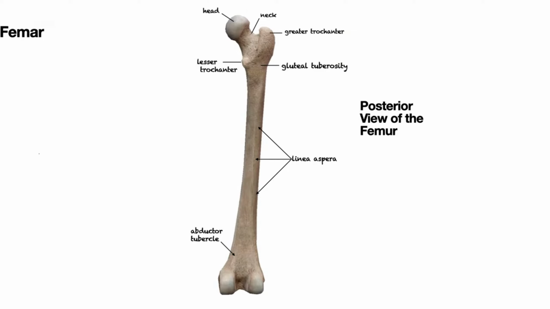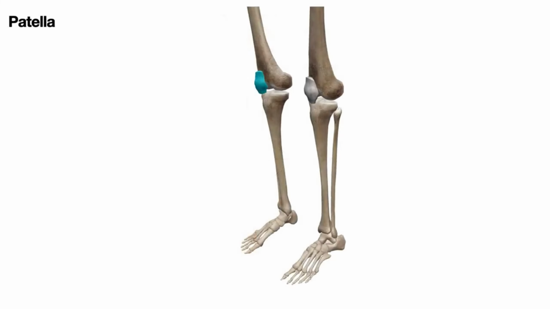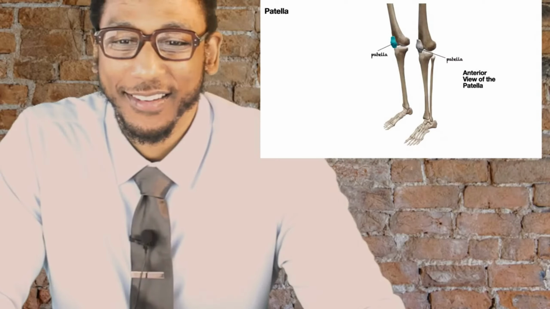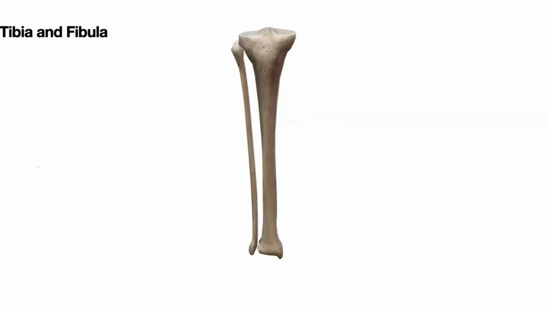Next bone. This bone here. Yeah. I have it highlighted in blue on the right. Yeah, what bone is this? That's right. Patella. Good. Patella. And you have one on both sides. There's one here. Patella. This is an anterior view of the patella.